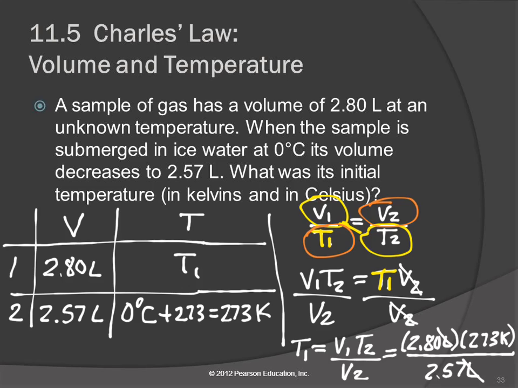Having issues here. I'm going to run this up to the top. I should have 3 sig figs, and so my calculation is saying that T1 equals 297 Kelvin.